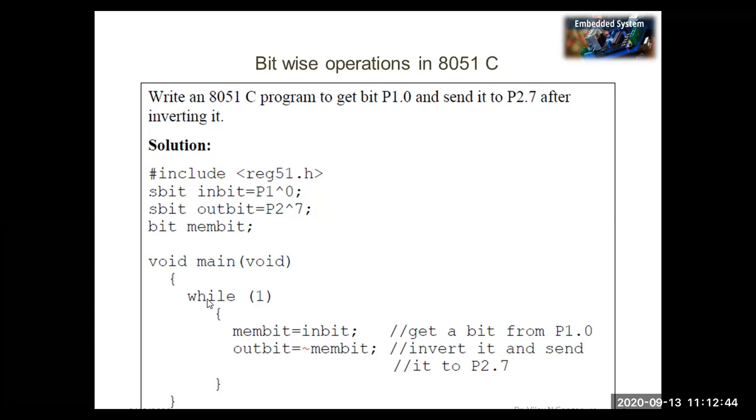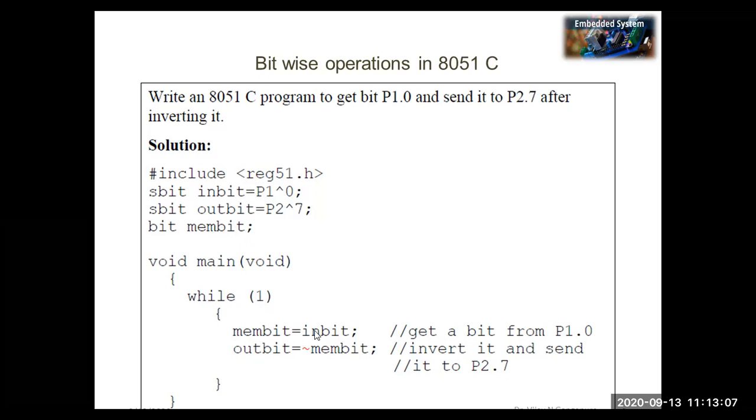Okay, and in this main function there is an infinite while loop. While 1 means infinite loop, which means whatever statements are in this loop will be executed continuously. So what are the statements in this loop? mem_bit is equal to in_bit. mem_bit is one variable which can store 1 bit of data.